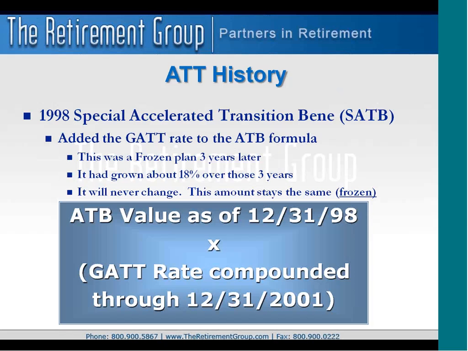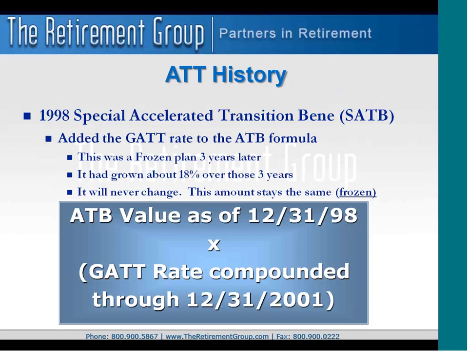Unfortunately, too many people were taking this offer, and they needed a way to sort of stop the bleeding or retain employees. So by 1998, they came out with another pension plan to incentivize the employees to stay, because that ATB was frozen. They came out with this special accelerated transition benefit, which was not frozen immediately, and it actually grew on an annual basis at the GAT rate, which was pretty high.